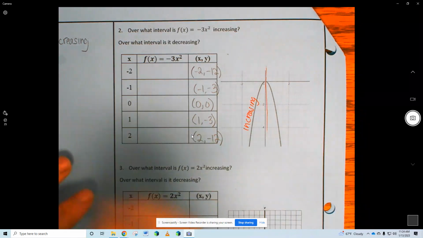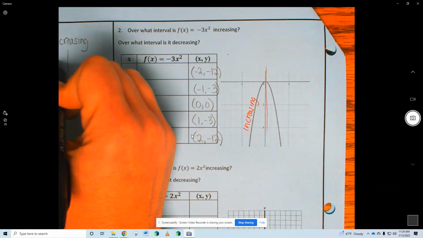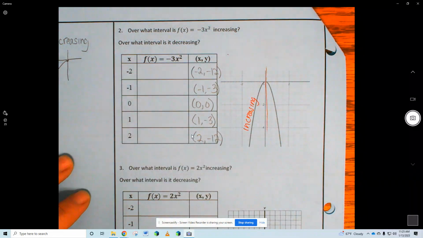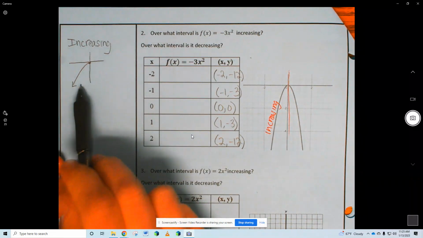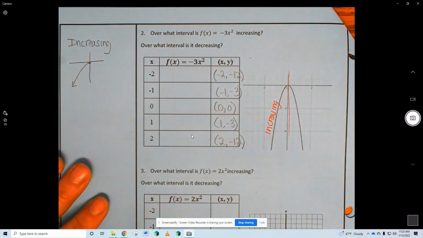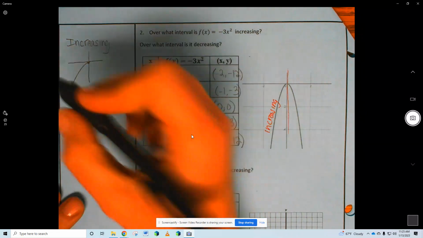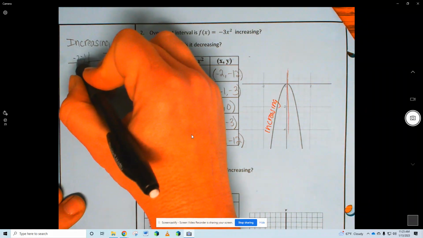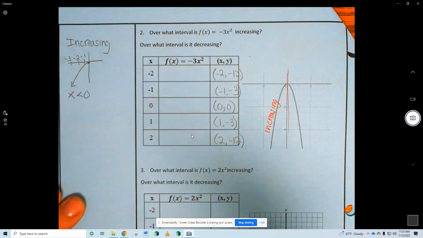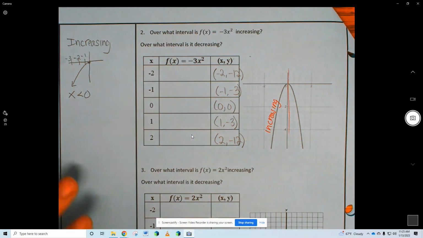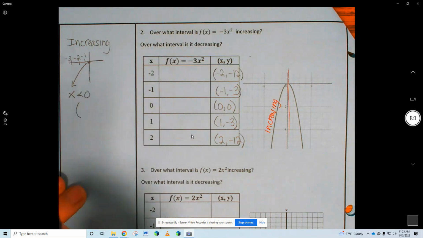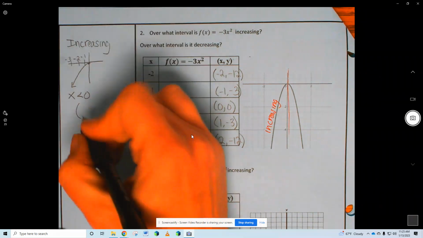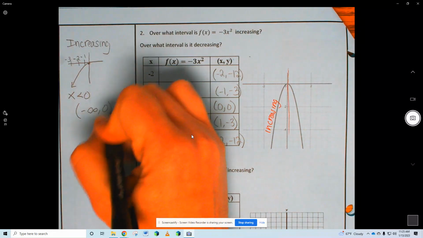Increasing when it's facing downward looks like this. I know it's opposite of what your brain thinks. Look at this little picture. That line is increasing. It's opposite from the last problem. This is going to be at x is less than 0, right? -1, -2, etc. That's less than 0. And I write that as, starting from the left, negative infinity, and it stops at 0.